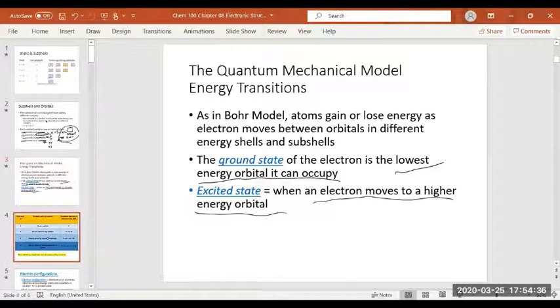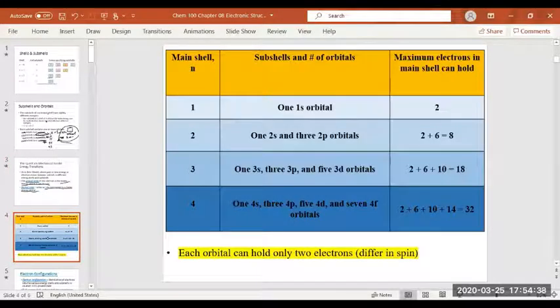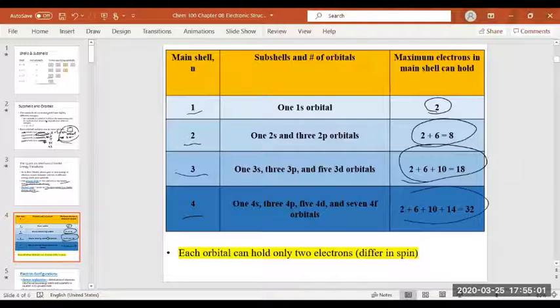Here I can also give you this table: how many subshells, how many orbitals we have, and the maximum number of electrons in each shell. For example, in shell number 1, the maximum number of electrons is 2. Shell 2, the maximum is 8. Shell 3, the maximum number of electrons in that shell is 18. Shell 4, 32. You can get it according to this equation: the maximum number of electrons will be 2n squared.